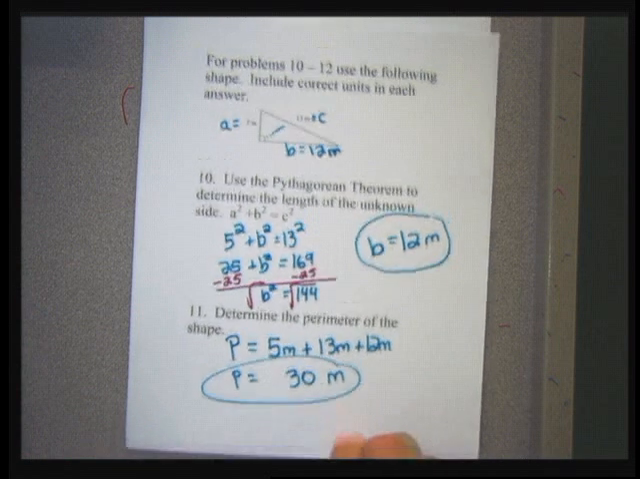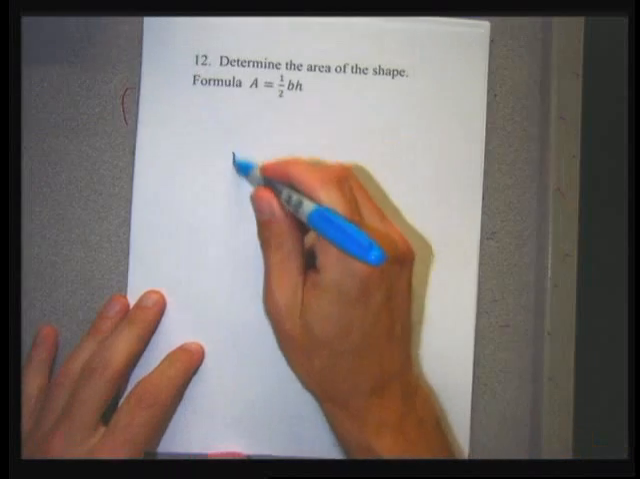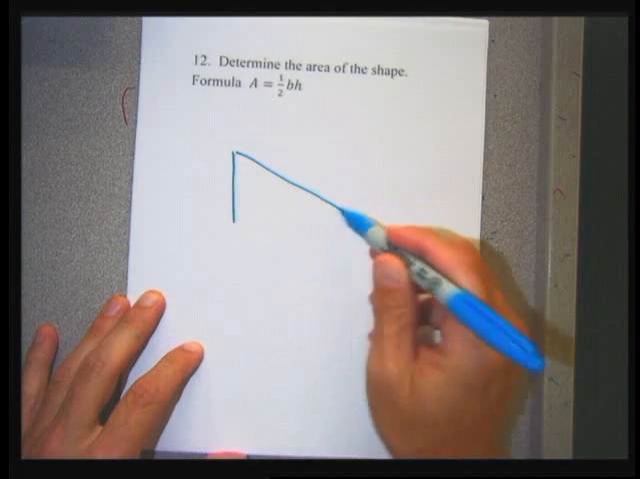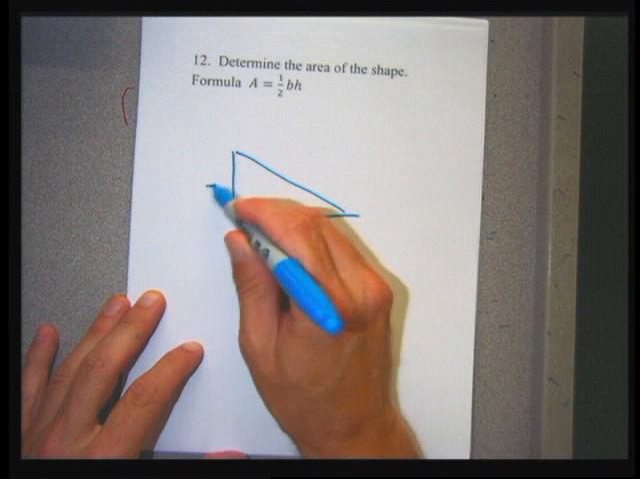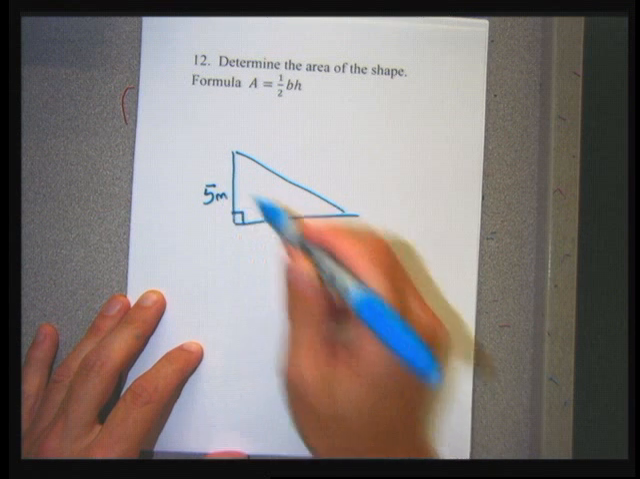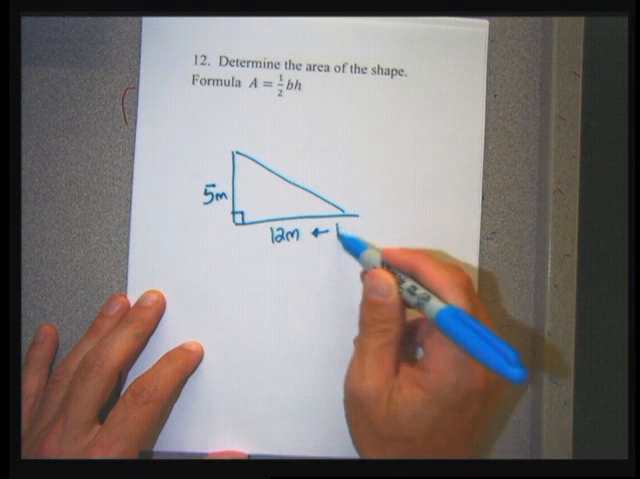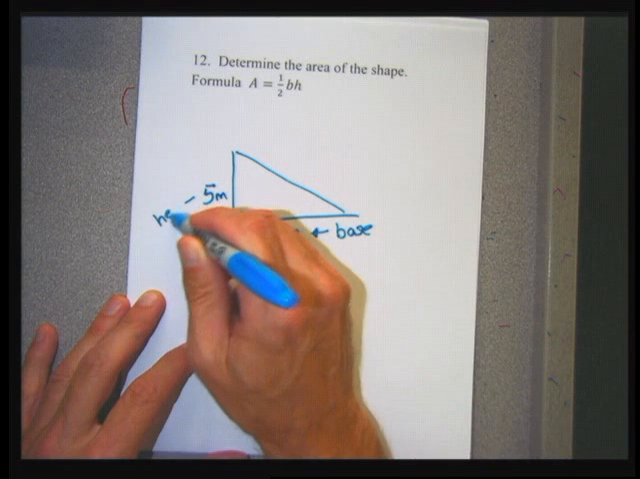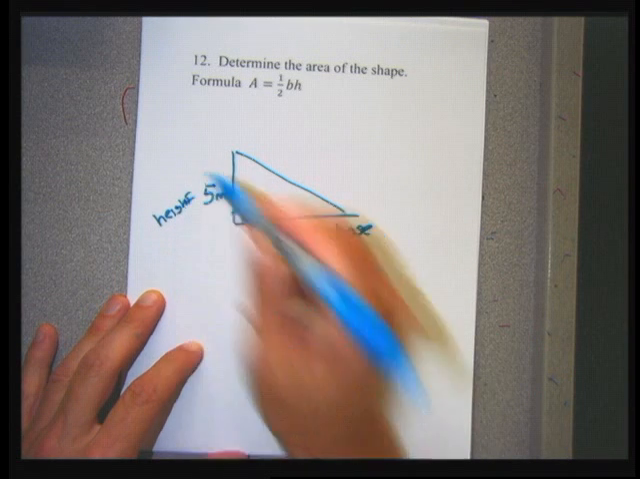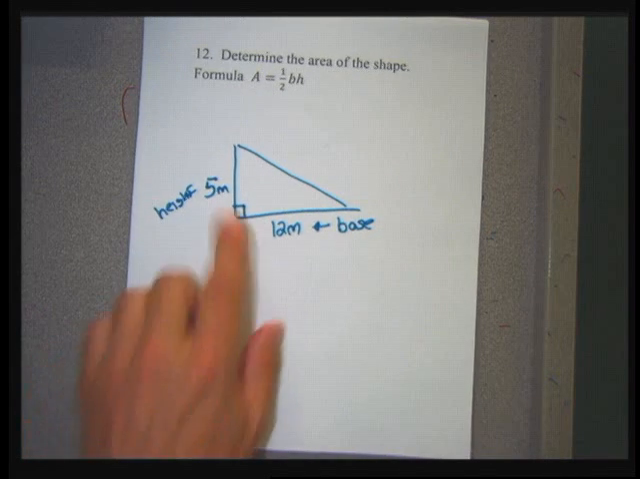And 12 still refers to this triangle. 12 wants me to find the area of this triangle. To find the area, I need to know a base and a height. There's a right angle, and the sides that are connected to the right angle are going to be the base and height. So I would call this side the base and this side the height. The 13 isn't a base or a height because it's not at a right angle to the height.